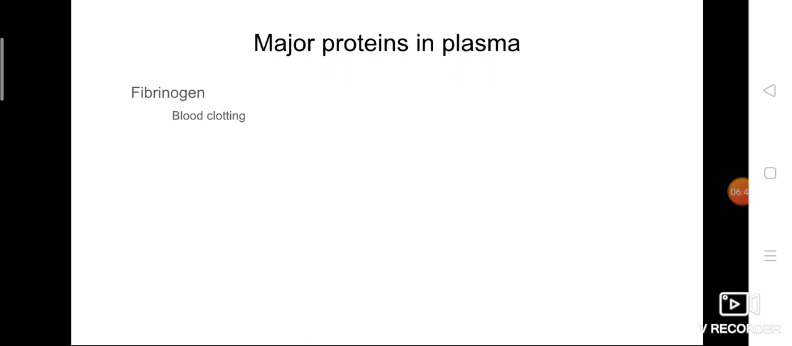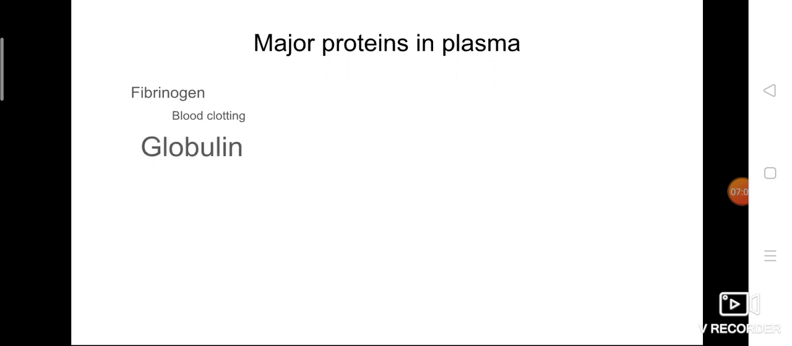That is, it stops the blood flow. If there is no blood clotting mechanism, what happens? The blood continuously flows out from our body. That may also lead to fatality, that is death, isn't it? So blood clotting is an important mechanism which is taking place in our blood, and that is done by this plasma.